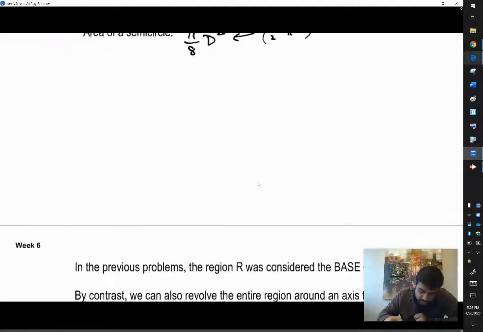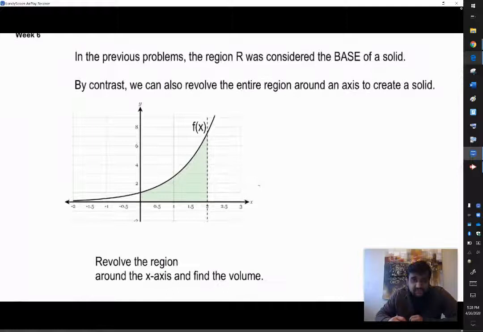So base of a solid, basically find the integral of an area of a cross section. Now, for the other perspective of volume, we looked at how you can also revolve a region around some kind of axis. So suppose we were revolving this green space around the x-axis.